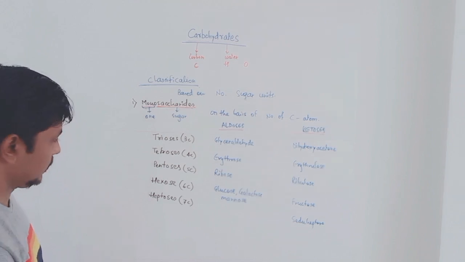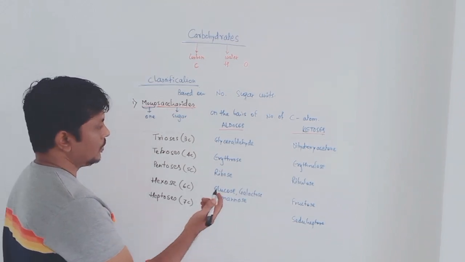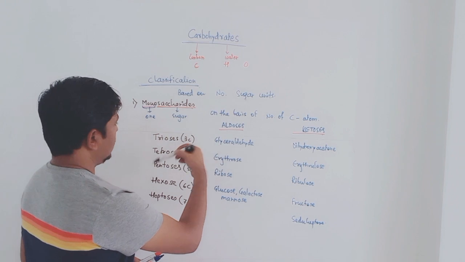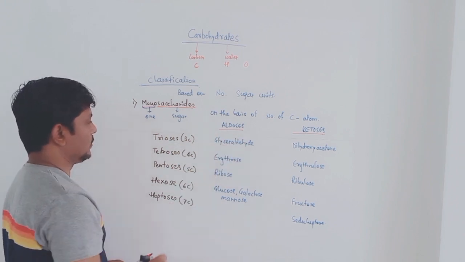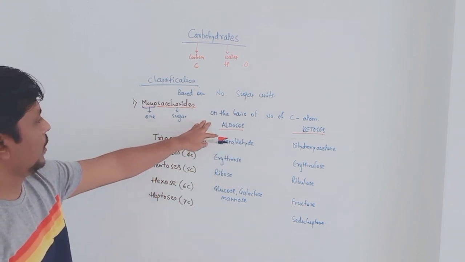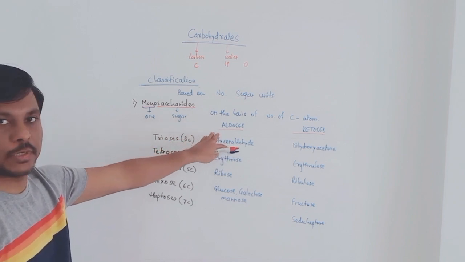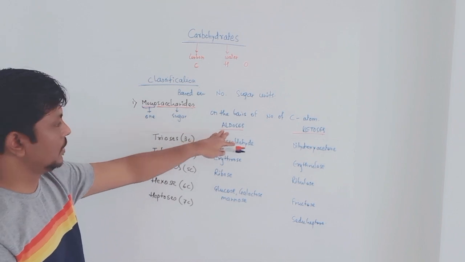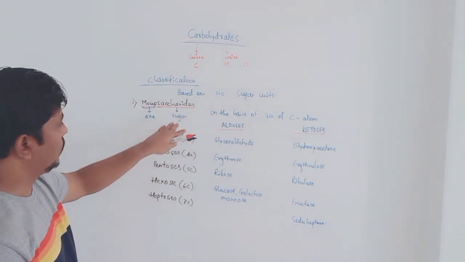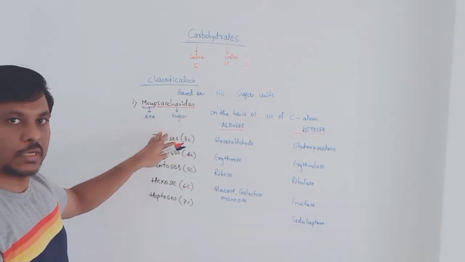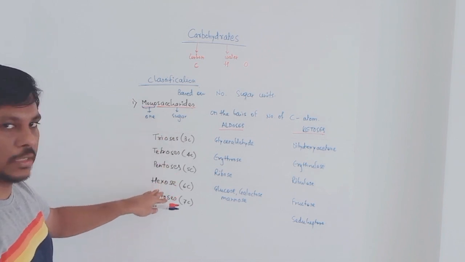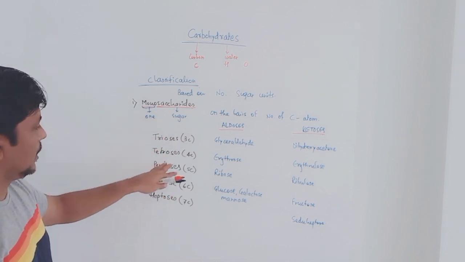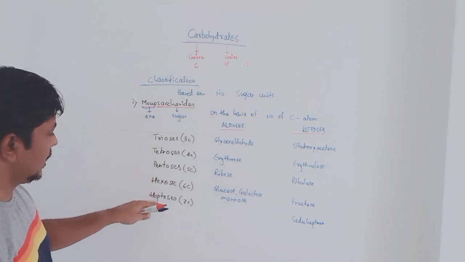Okay. So now, as we see this classification, we have done the classification on the basis of the presence of functional group which is present in monosaccharides, that is aldoses and ketoses. And now we have done the classification of monosaccharides on the basis of number of carbon atoms present, that is trioses, tetroses, pentoses, hexoses and heptoses.